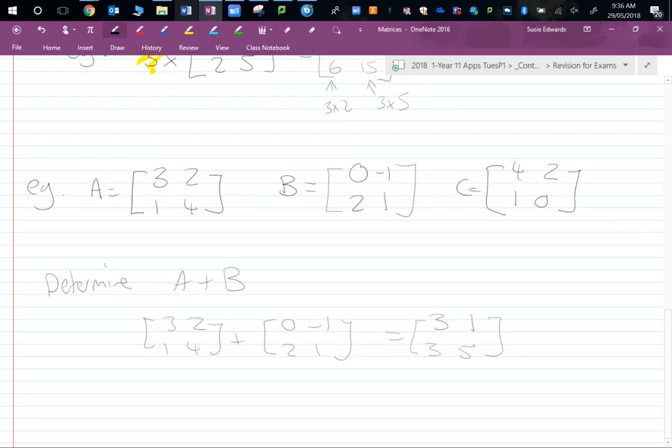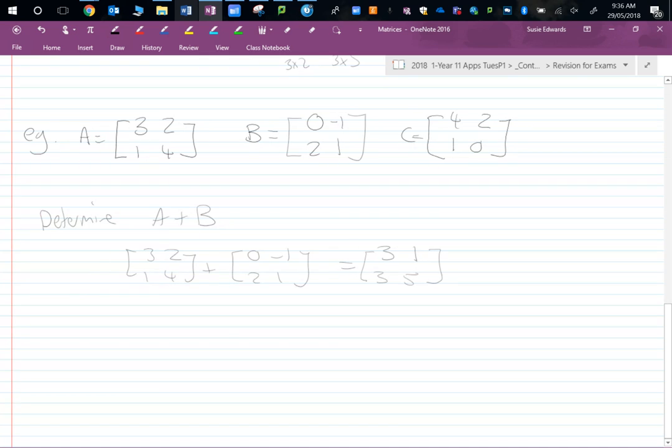The harder one, which is definitely in all your tests, is something more like this. Determine negative 2 times A plus 3 times B. So this time we have to multiply by a scalar and then do the addition. You have to do the multiplying by the scalar first. Why is that?